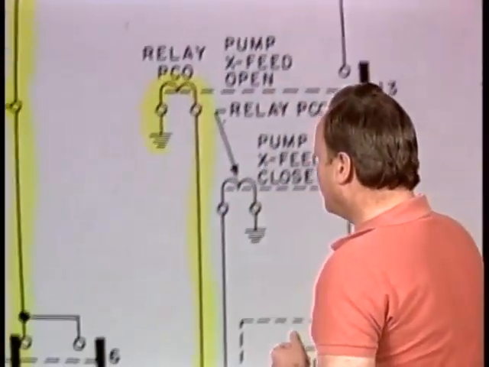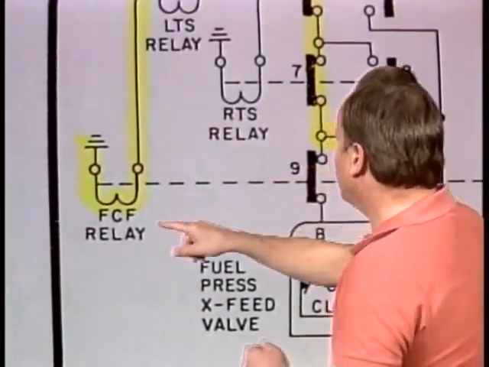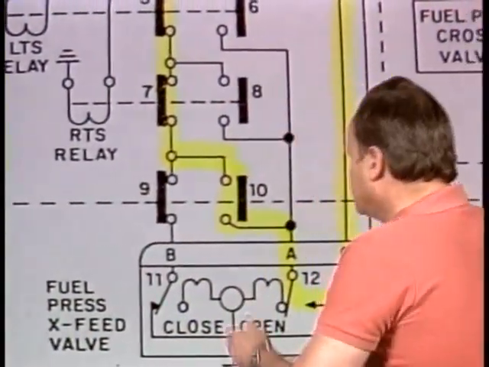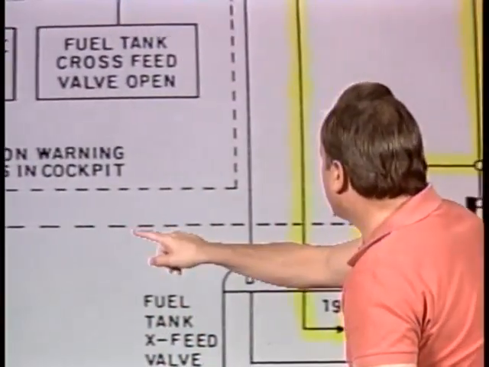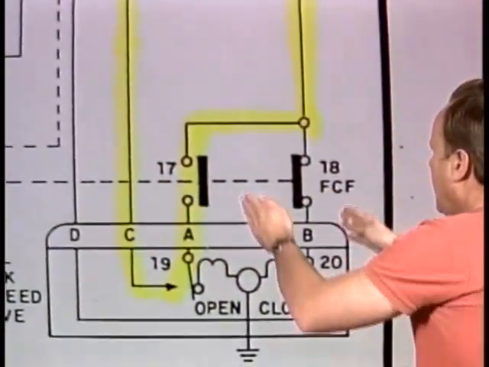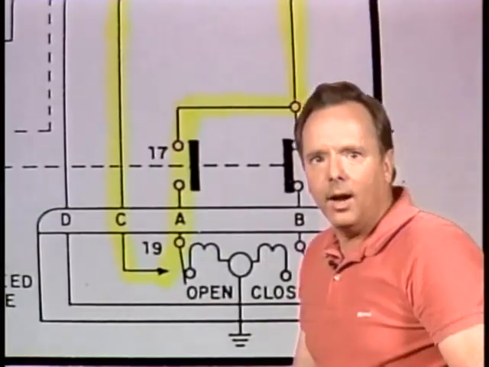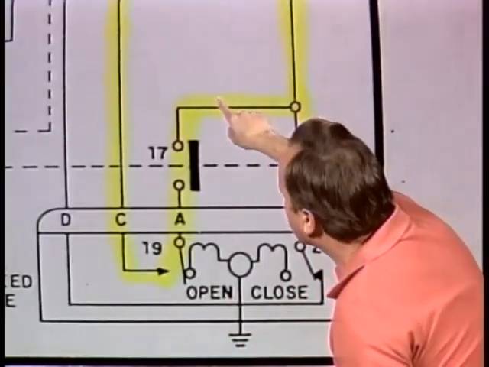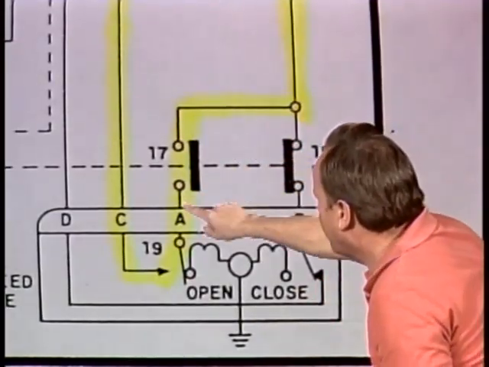But wait, there's more. Let's go back down to the bottom in the lower left-hand corner and take a look at what more there is, because we are also operating the FCF relay, and it's operating switches 9 and 10, and that same relay comes all the way over here and activates switch 17 and switch 18. Remember, we're asking about the TCO relay, so now we're providing a path. These switches have moved over, 17 is closed, 18 is open, and we're providing a path to A.